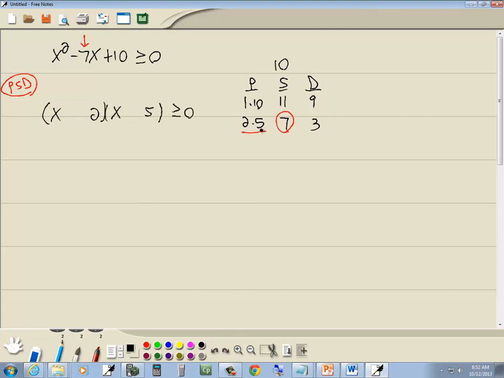Our larger number that we're using in the P column, which is the 5, is always going to be the same sign as the middle term, which in this problem is negative. The number I circled in the S column, S for same signs, both positive, both negative. Since 5 is negative, then the 2 will be negative.